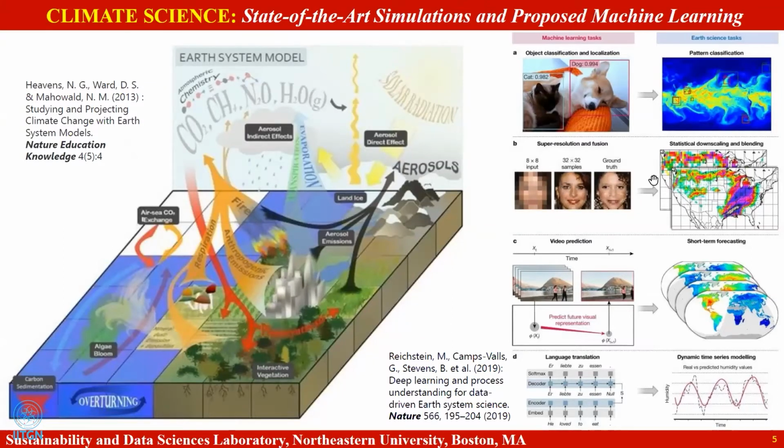The second example right here, which talks about super resolution and fusion, is actually one of our works. This is by Thomas Vandal, who was a former PhD student of mine and is now a scientist at NASA. He used these deep learning kind of approaches in the context of computer vision and adapted them to this one problem in climate, which is called statistical downscaling. Again, very initial, aspirational at this point.